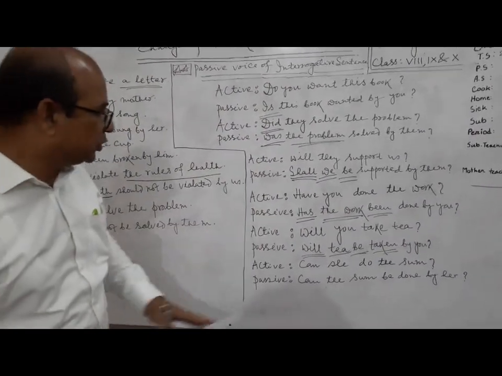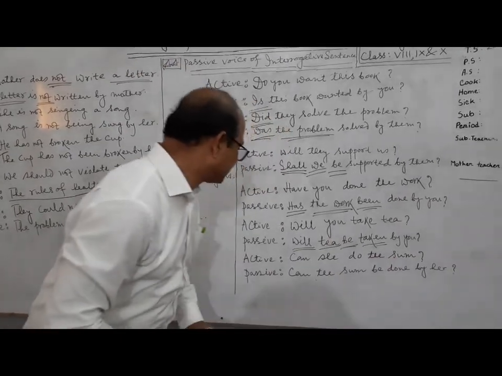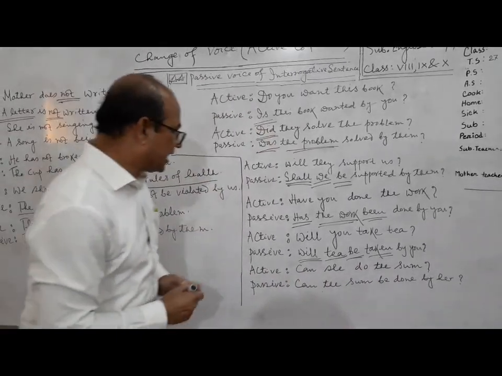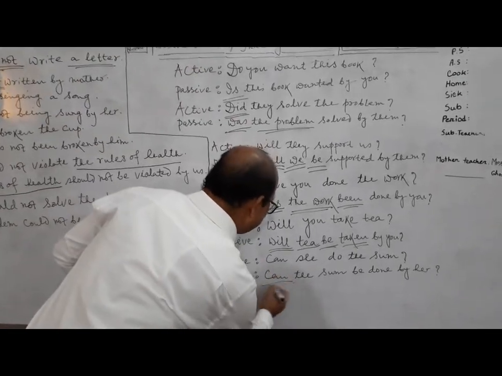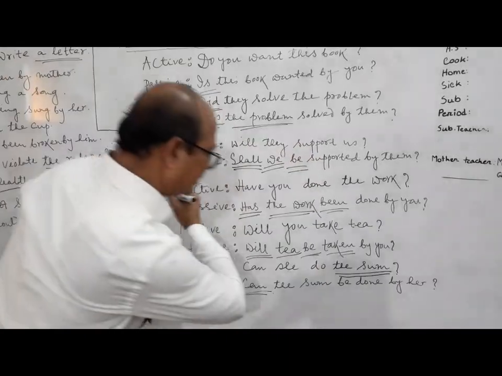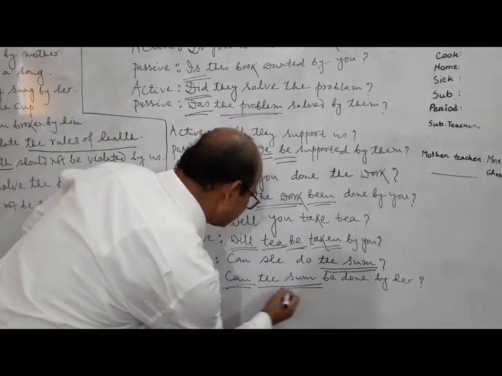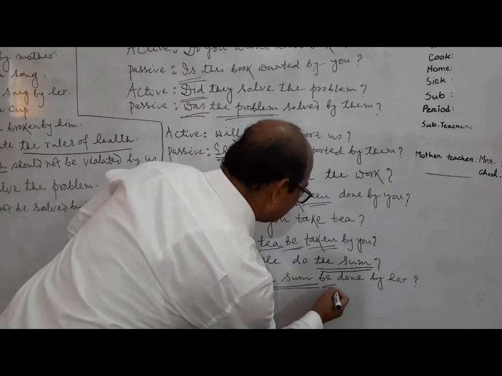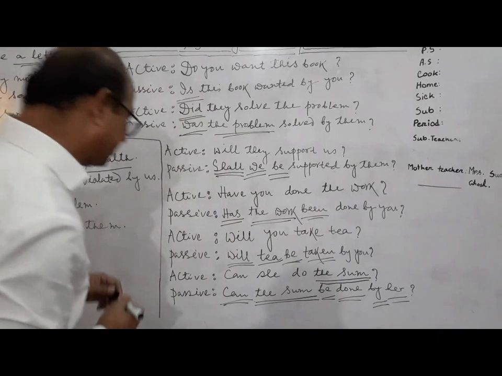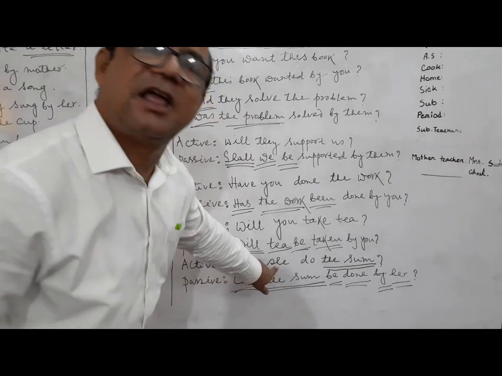Now, can she do the sum? Can the sum be done by her? Here I have used can at first, then the sum, which was object in active mode, I have used here as subject, then be, then V3, by, and object, which was used as subject in active mode.